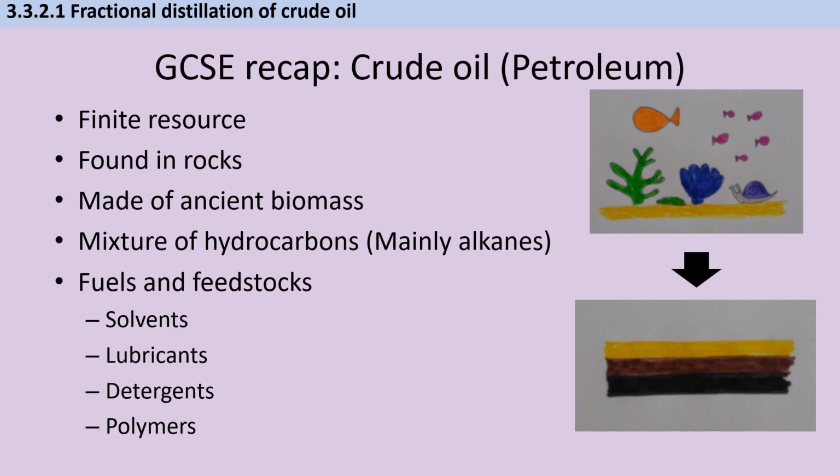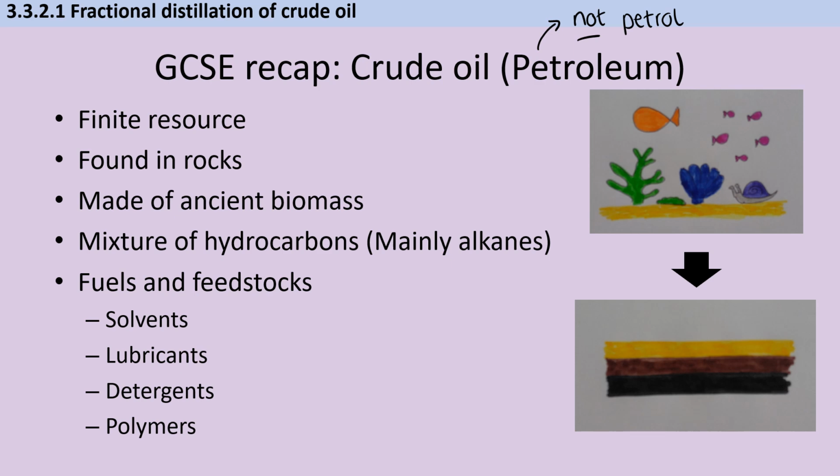You first met crude oil during GCSE chemistry. Crude oil is also known as petroleum. Note, that's not the same thing as petrol. Crude oil is an unrefined fossil fuel. It's a finite resource found trapped within rocks, and it was formed from the remains of ancient biomass, as sea creatures like plankton died millions of years ago and their bodies were buried in sediment and slowly broke down.